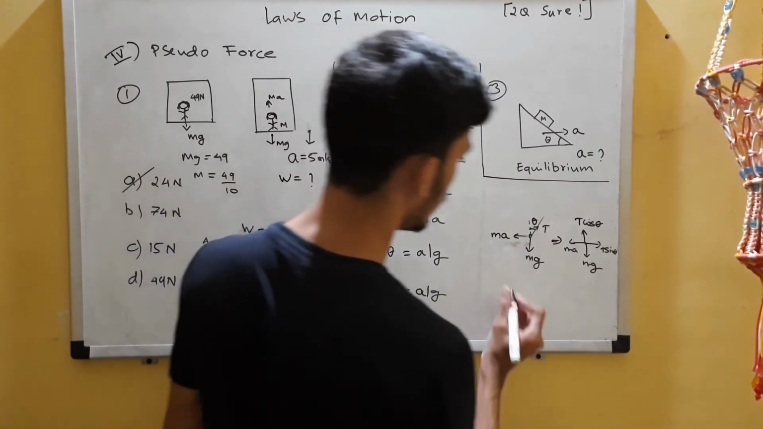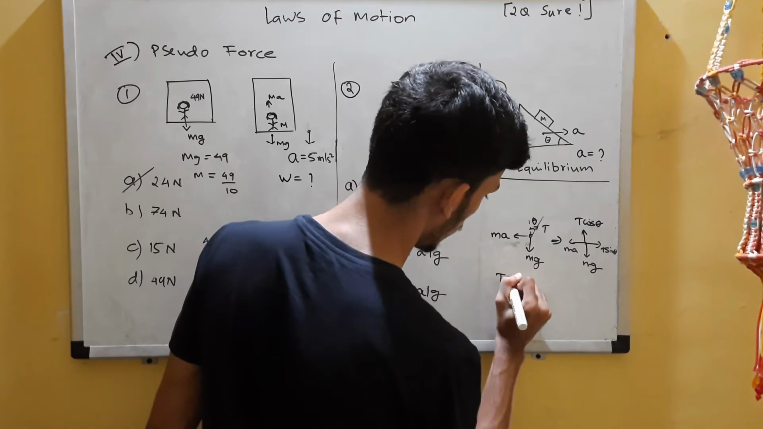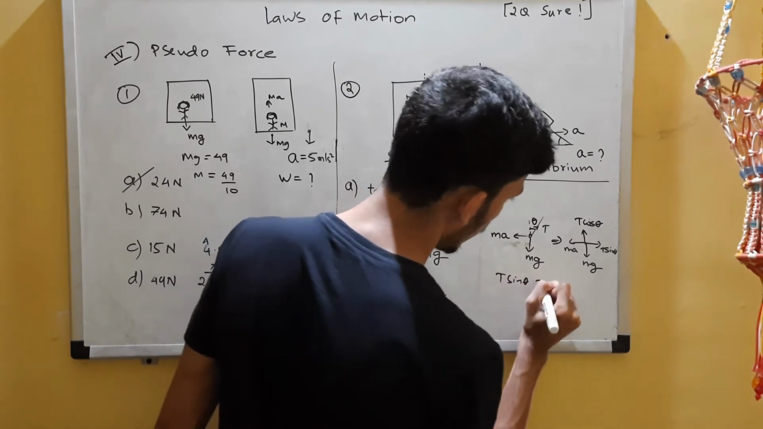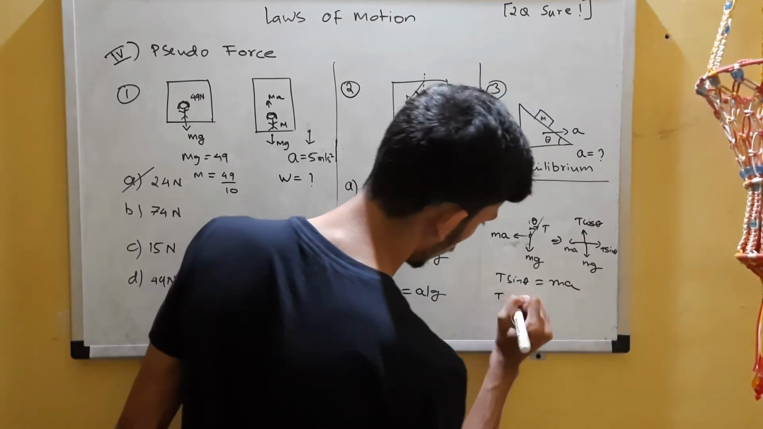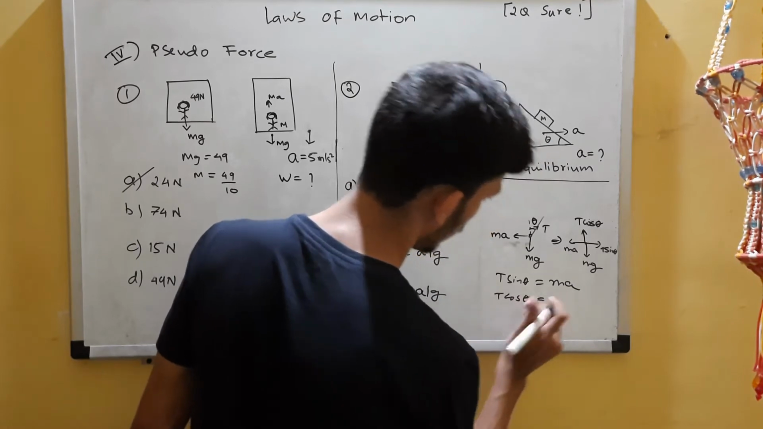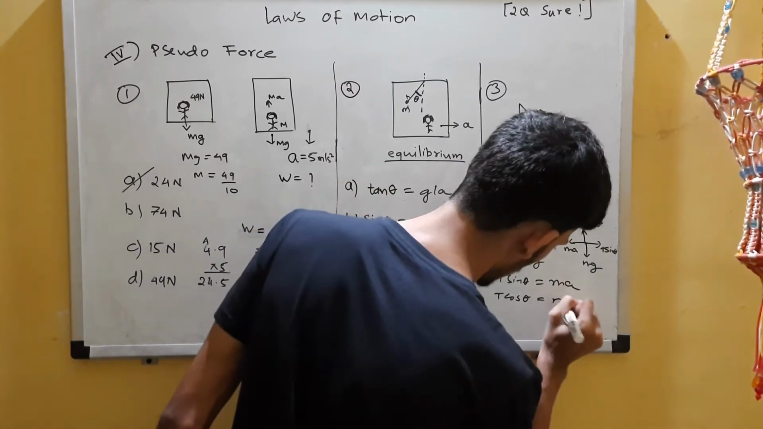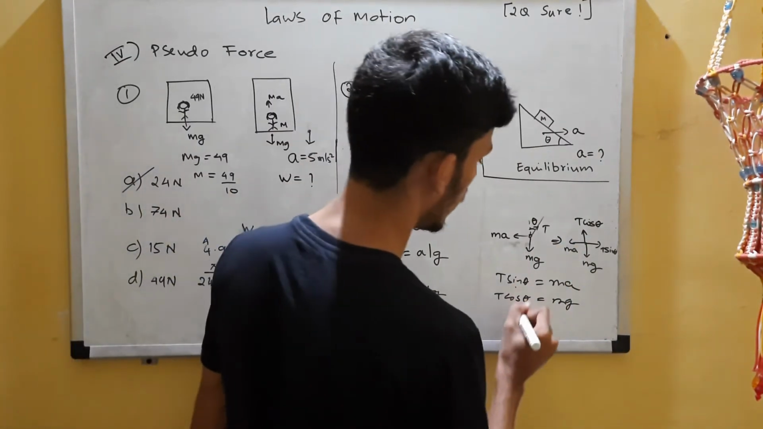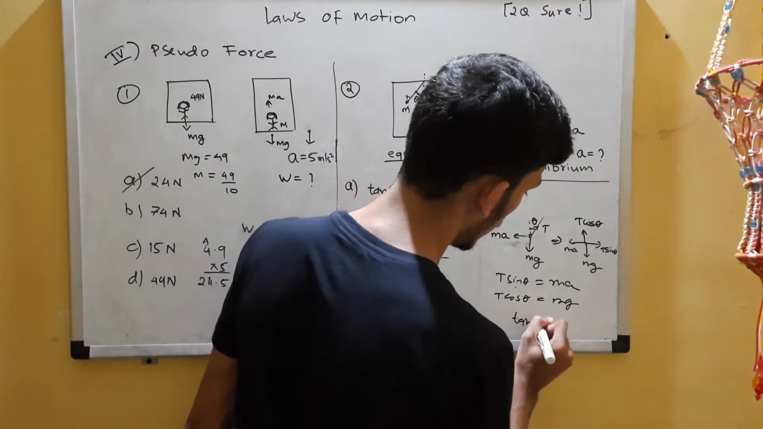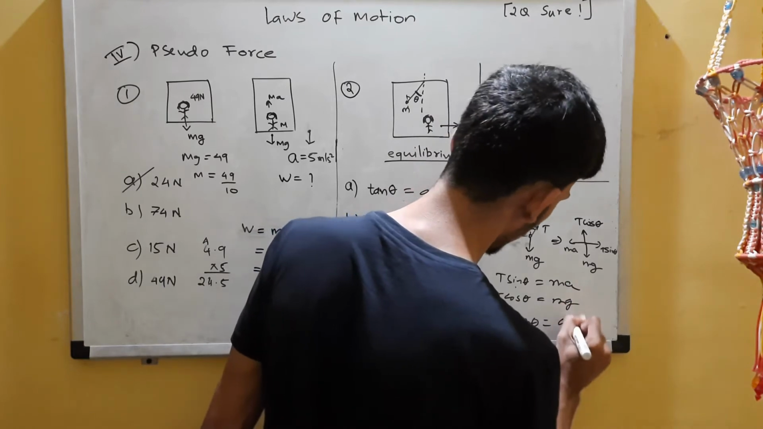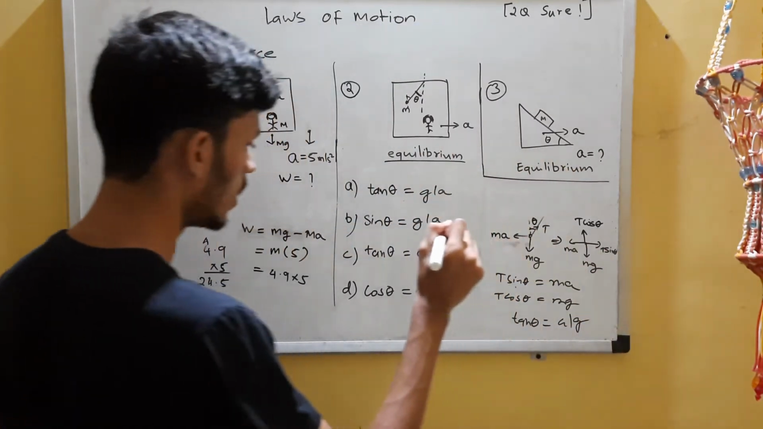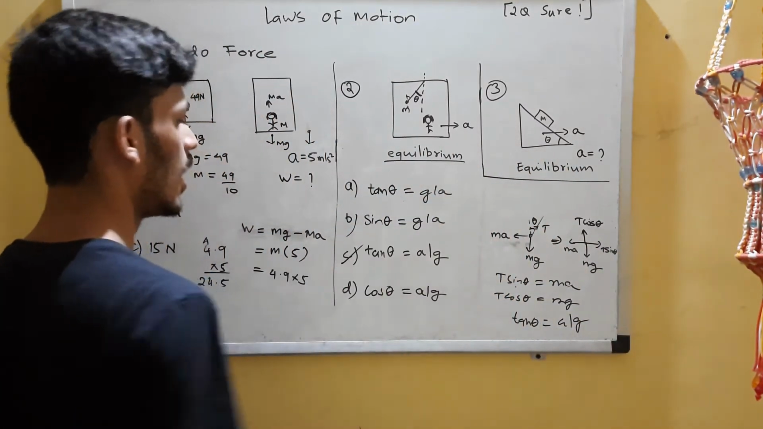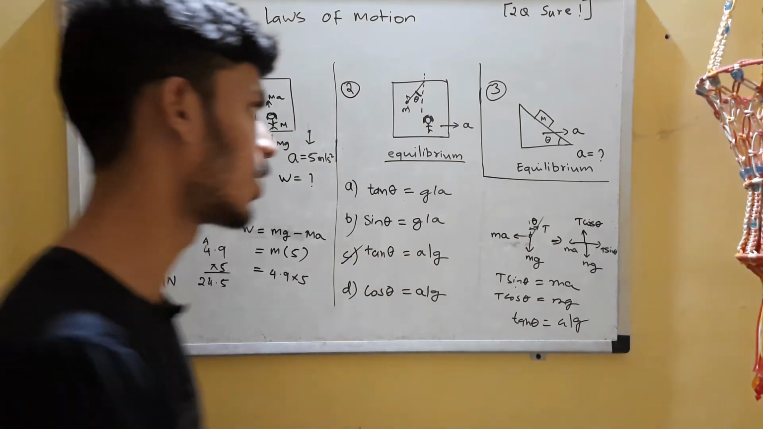Now balance the forces. In the horizontal direction, T sin theta equals ma. In the vertical direction, T cos theta equals mg. If you take the ratio, T and T will get cancelled, m and m will get cancelled. Sin theta by cos theta is tan theta. Tan theta equals a by g. So option C, tan theta equals a by g, is the correct choice over here.